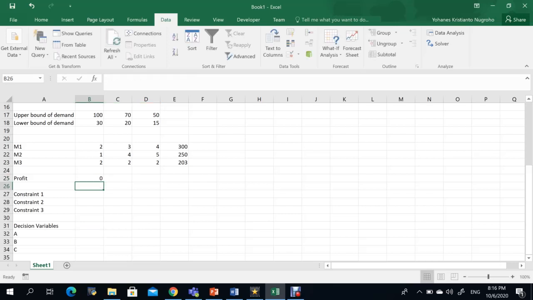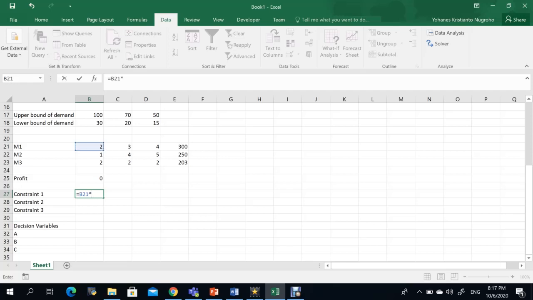And next we have to compose our constraints. The first constraint states that M1 has capacity of 300, coming from 2.